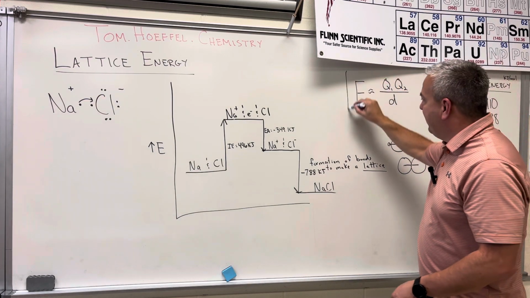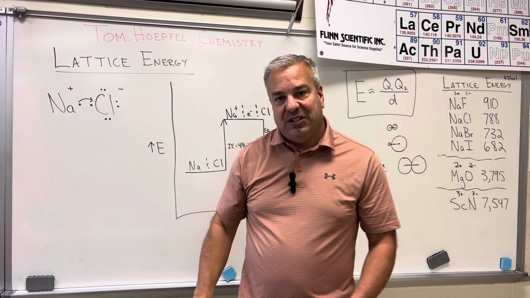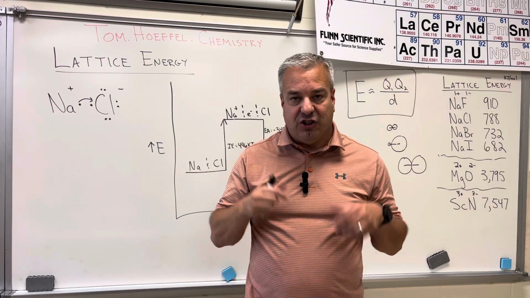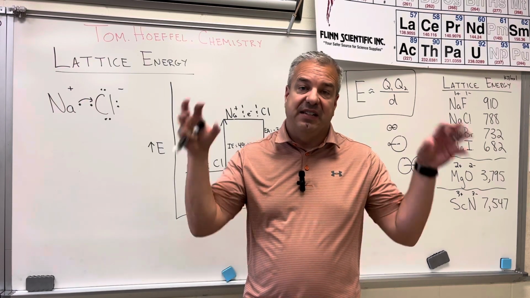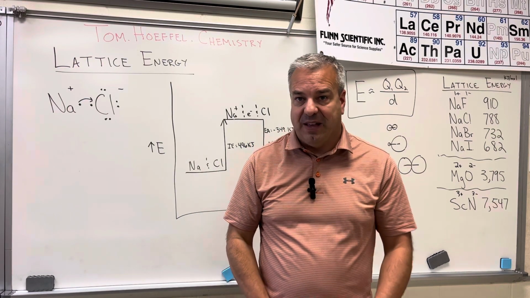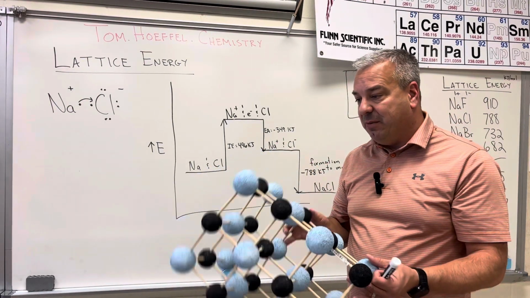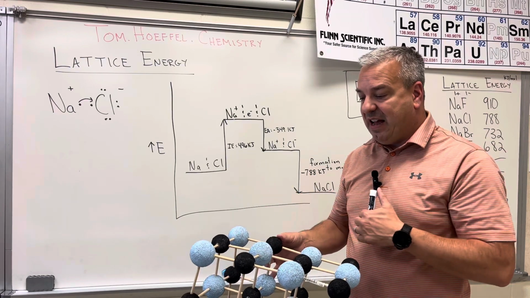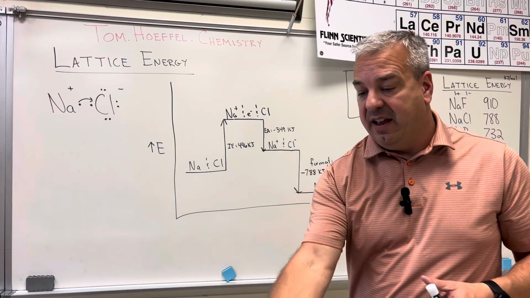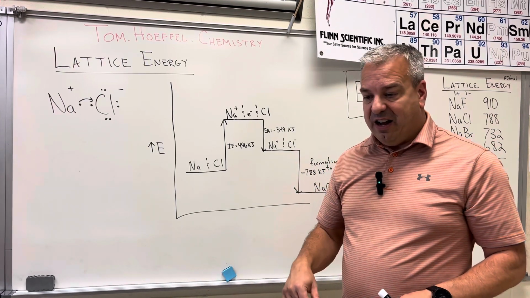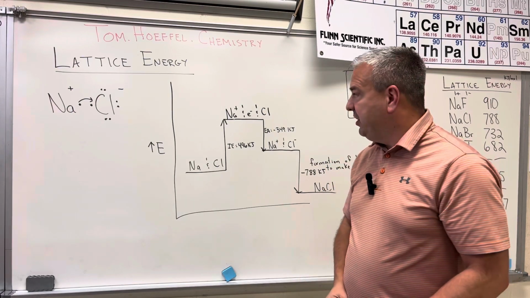So this is kind of Coulomb's law, which talks about charges and distance. As the charges increase, the energy increases. As the distance increases, the energy actually goes down. So the strength of the lattice is going to depend on those two variables: the charges of the ions as well as how close we can get them to each other. As the charges increase, the lattice energy increases, but as the distance increases, the lattice energy goes down.